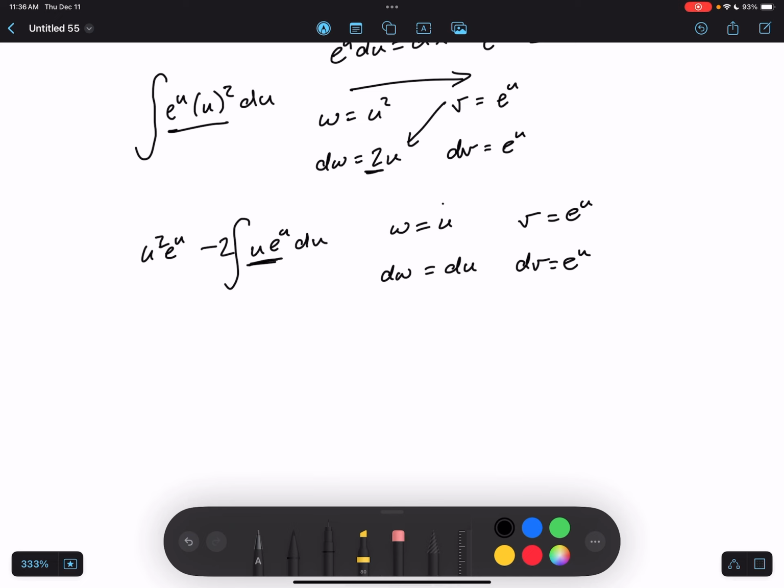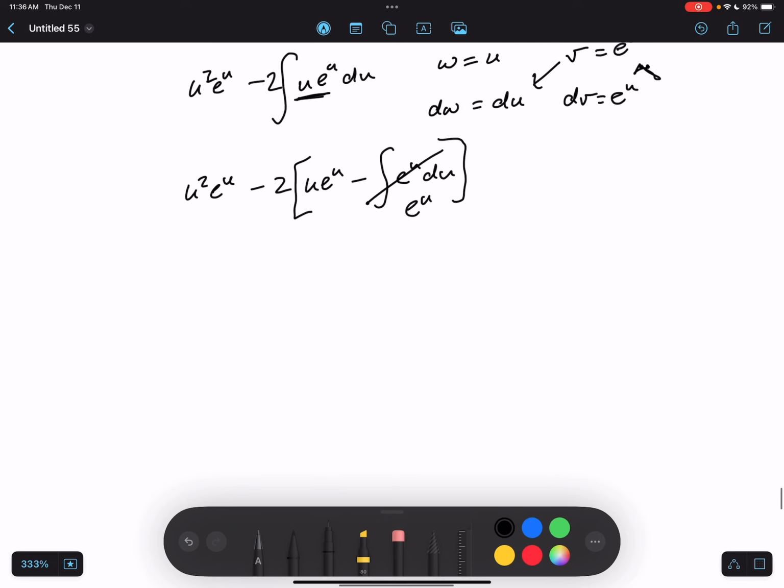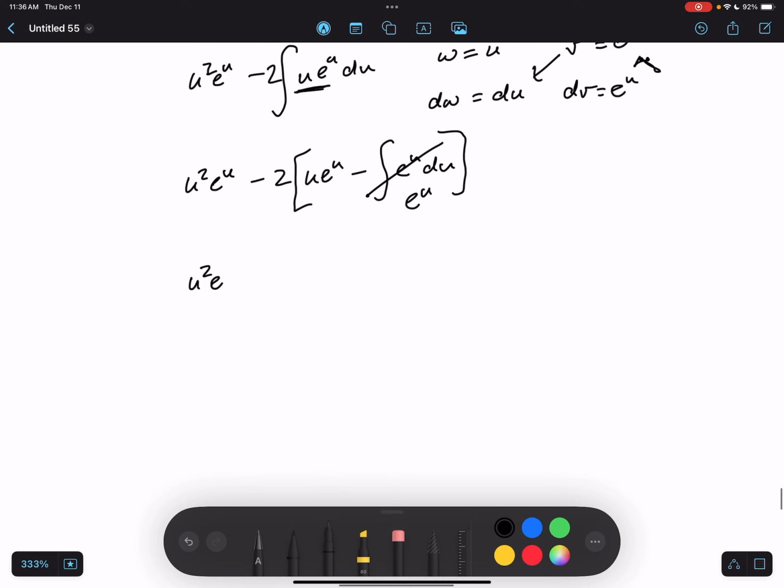Now, because it's integration by parts a second time, we'll go across the top and then down and over again. So we can rewrite all of this. We have u squared e to the u minus 2 times, now we have u times e to the u, minus the integral of e to the u du. Now we know the integral of e to the u du, we've done it a couple times already here. We can cross this out and just write e to the u. And so now we're left with u squared e to the u minus 2u e to the u, plus now, because we have a negative and another negative, 2 e to the u.